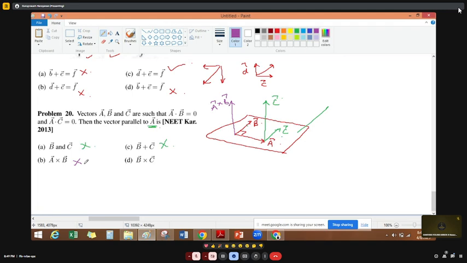What about B cross C? So let's consider this C over here. C, B. So B cross C, put your right hand thumb rule. I think it will come around A like this. B cross C will be like this. So what do you think? B cross C looks parallel to A. I think this makes sense to me. Does it make sense to everyone?